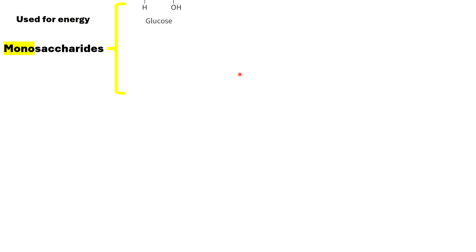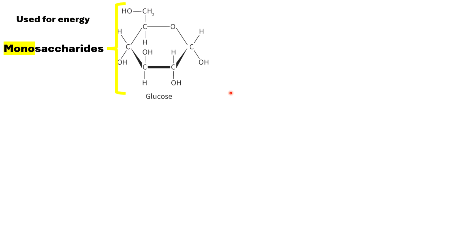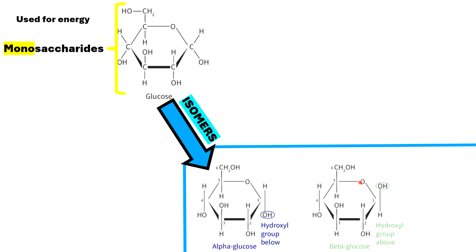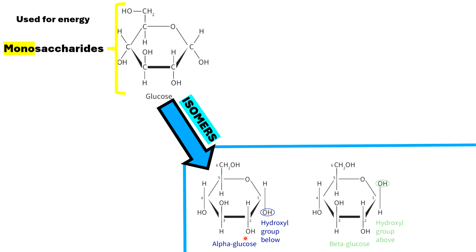The one we've already looked at, glucose. Just note down that glucose has isomers, okay? An isomer is essentially a molecule which is the same. It contains the same components. The only difference is that, for example, the OH might be at the top or at the bottom. And this is how we differentiate alpha glucose and beta glucoses, okay?